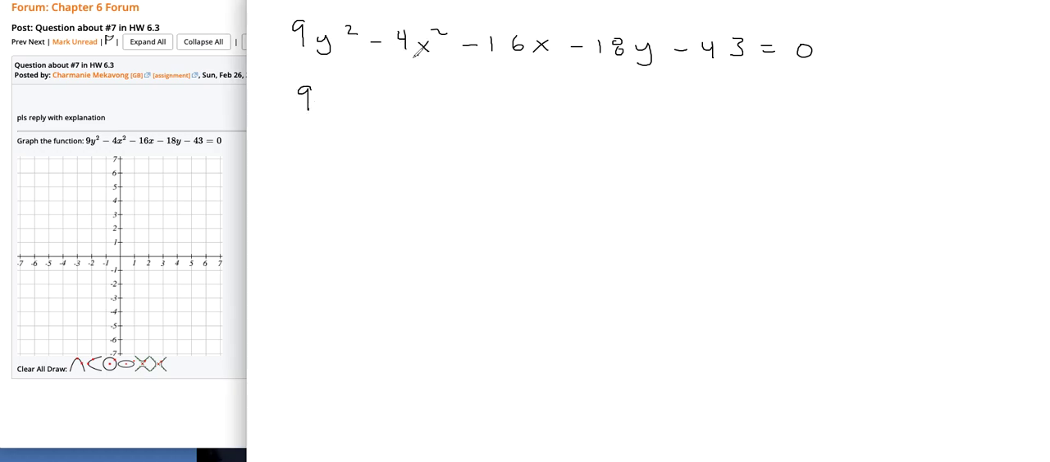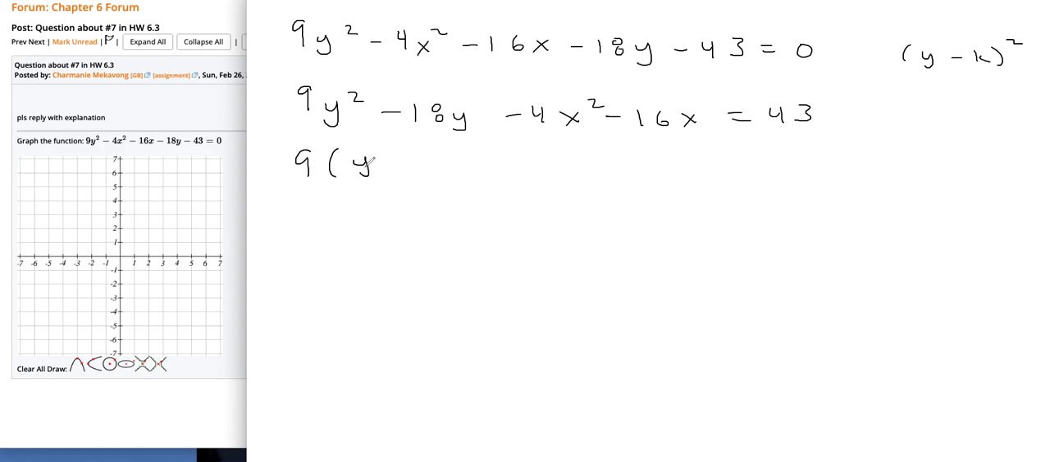Notice the negatives on the x squared, so I'm going to have that be second. 9y squared, I'm going to bring this 18y by that. And then minus 4x squared minus 16x. That'll kick this 43 over. And then we're going to need to factor out, because these should be like, y plus or minus something squared. So there shouldn't be a number in front here.